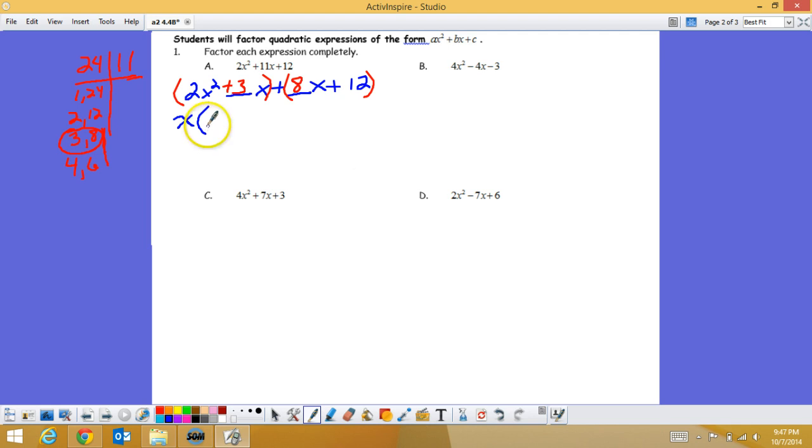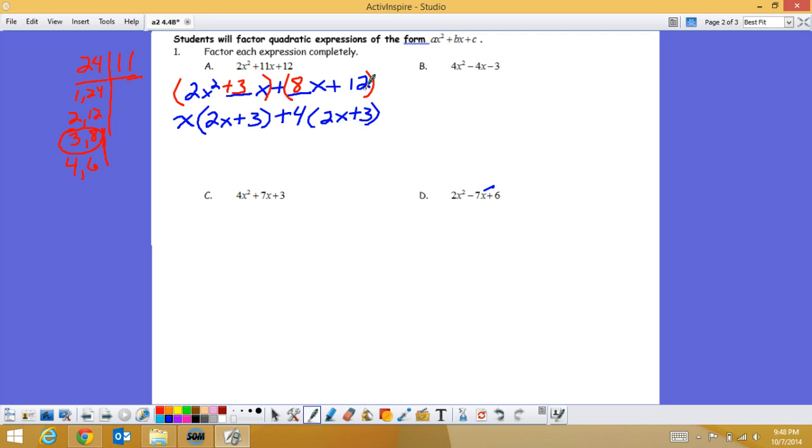This is where I like to ask myself, what do I multiply x by to end up with 2x squared? Well, the answer is 2x. And what do I multiply x by to get 3x? 3. Now, in the previous video, you'll notice that at this level, these two sets of parentheses were exactly the same. That's what we need to end up with, is the same set of parentheses. So in this case, I ask, what do I multiply 2x by to get 8x? The answer is 4. And a quick check, 4 times 3 is 12 also.